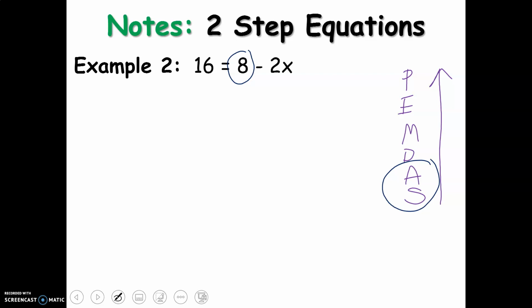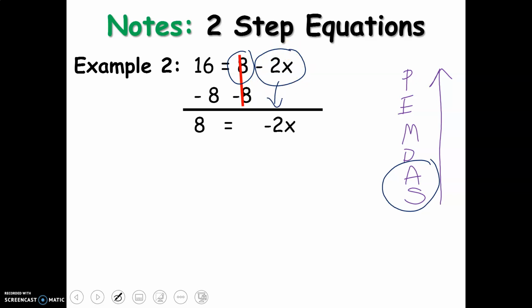The opposite of adding 8 is to subtract 8 from both sides of the equation. So, the right-hand side, 8 minus 8, becomes 0. And on the left-hand side, we have 16 minus 8, or 8. One common mistake with this type of problem is to forget to bring down the sign when you drop down the 2x. So we have here 16 minus 8 is 8, and bring down the negative 2x.